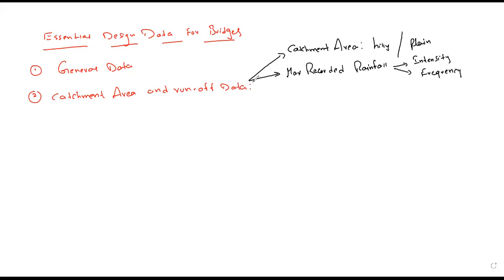And the next one, rainfall in centimeters per year. Understand? What is the average annual rainfall in that particular area in terms of centimeters per year? In that way we should get the data in terms of catchment area and runoff data.